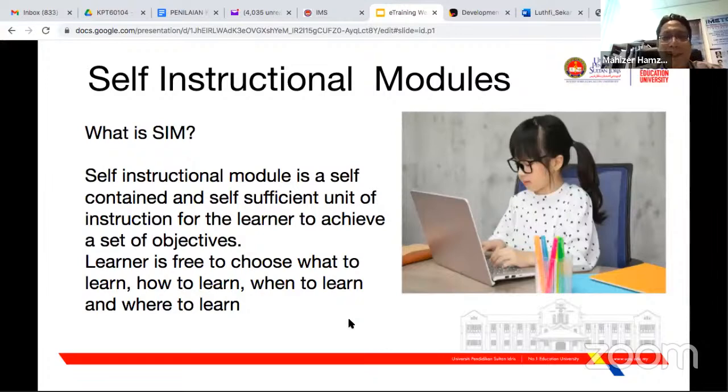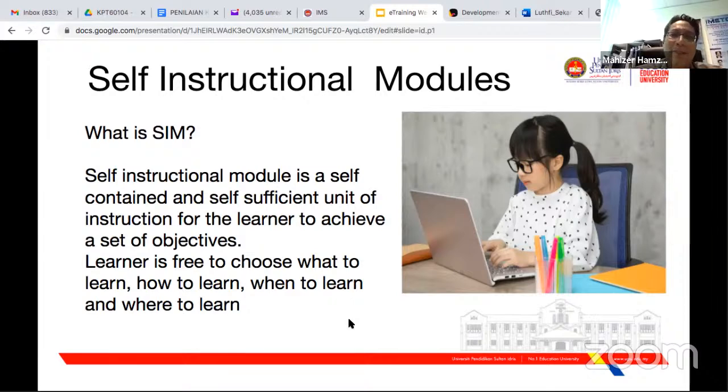And then the learner is free to choose what to learn, how to learn, when to learn, and where to learn. But to make sure that they learn, by the end of the lesson, or by the end of the semester or in the middle, we have the exam. We have quizzes for them to answer, in order for the lecturers, the content developer, training developer or learning provider to know what they have learned, and whether the learning objective is achieved or not.